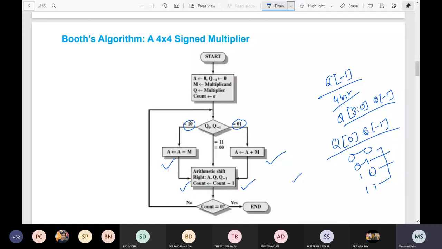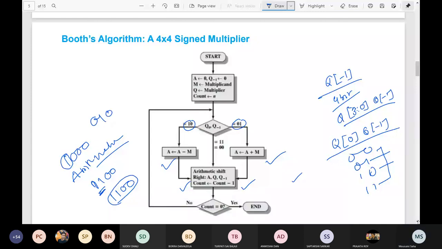So already I have explained, suppose your number is 1 0 0 0, if you want to do the arithmetic shift operation, what will happen? 1 0 0, and this you have to fill with your sign bit. What is the sign bit before this operation? That is 1. So after the arithmetic shift operation, you will have the result 1 1 0 0. If it is 0 1 0 0, then it will be 0 0 1 0, because the sign bit is 0.